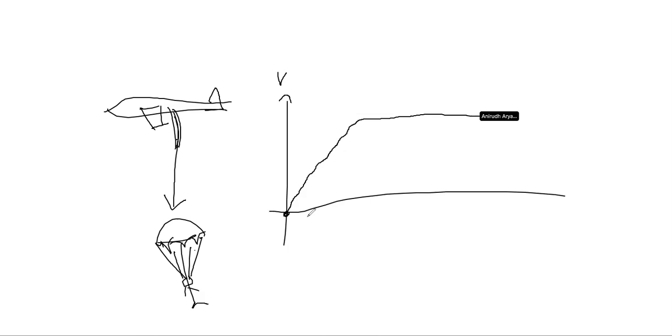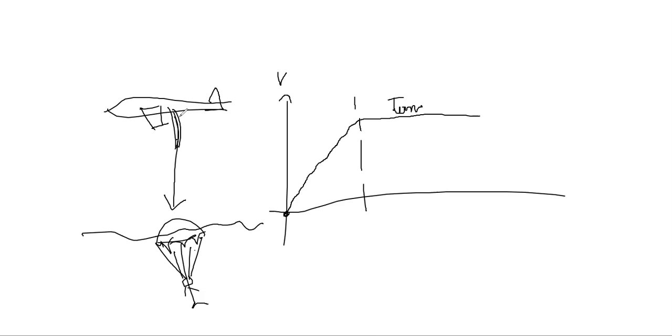So this is terminal velocity. There will be two terminal velocities here. The first terminal velocity will be without opening the parachute.